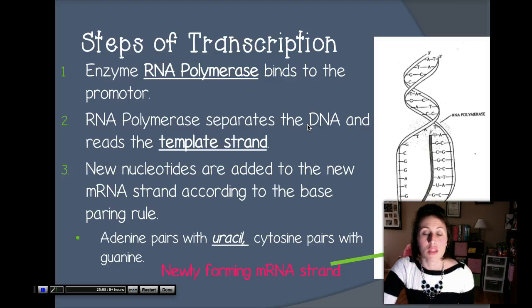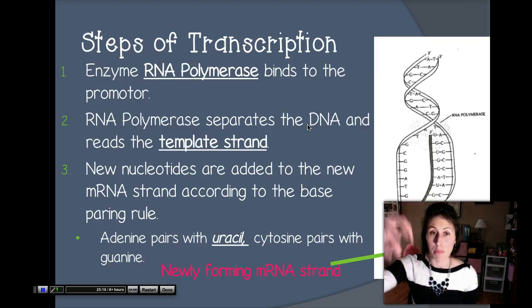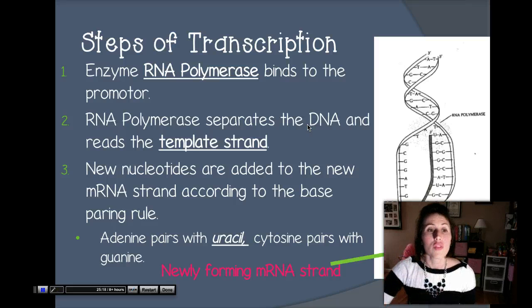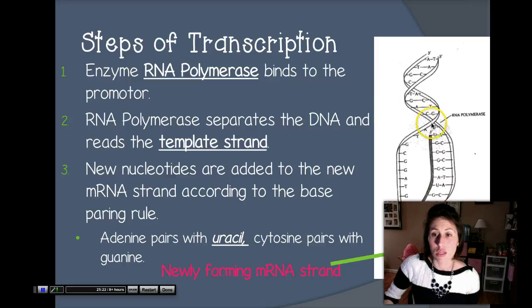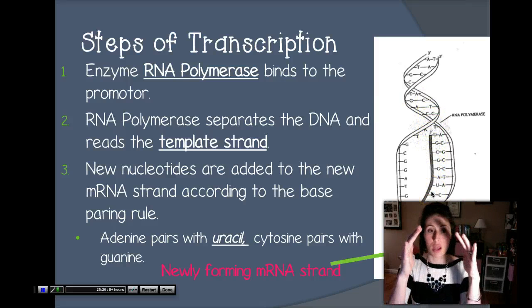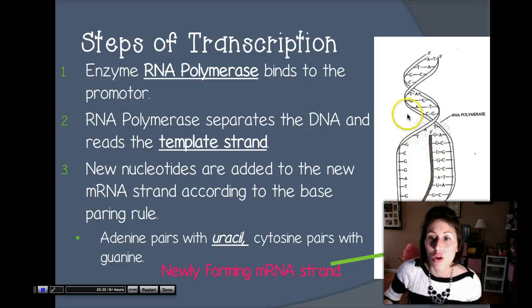So here's the steps. Number one, there is that special enzyme I told you about called RNA polymerase. And the first thing that happens is that RNA polymerase binds to the promoter region. It binds to the beginning. The RNA polymerase then is going to move down the strand of DNA. Okay, so it's going to move down this strand of DNA and it's going to open up the DNA strand, and it's going to read the template strand. Okay, it's only going to use one of the sides of DNA to do that.